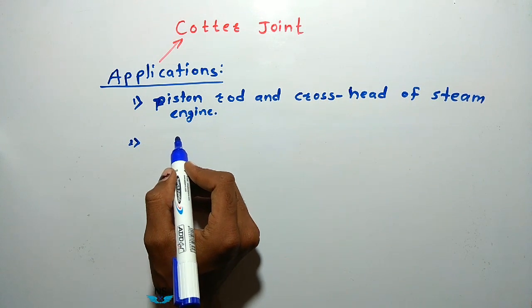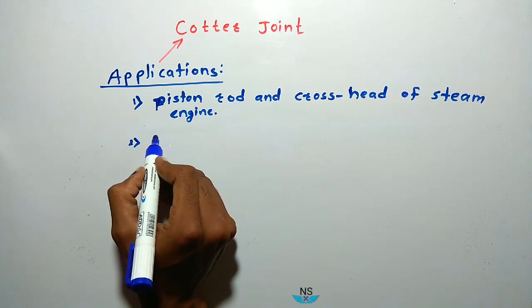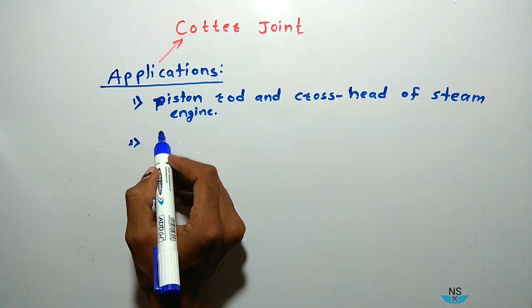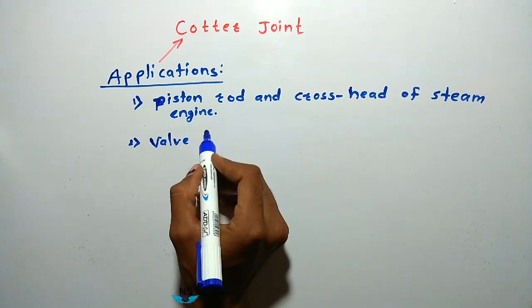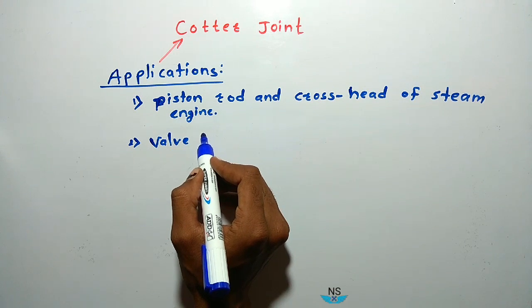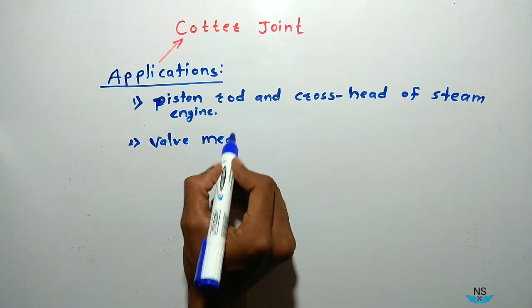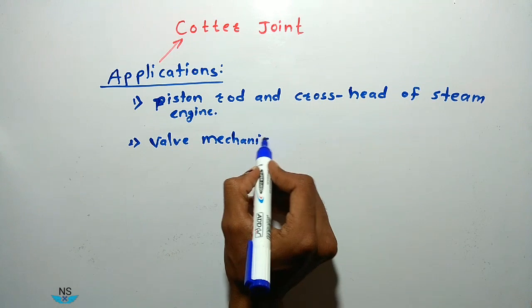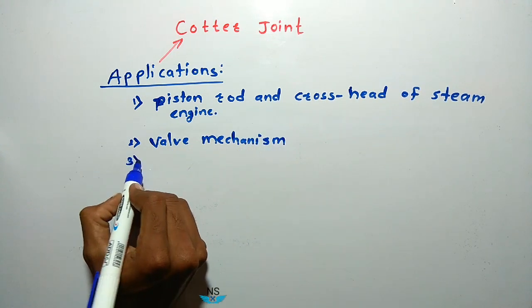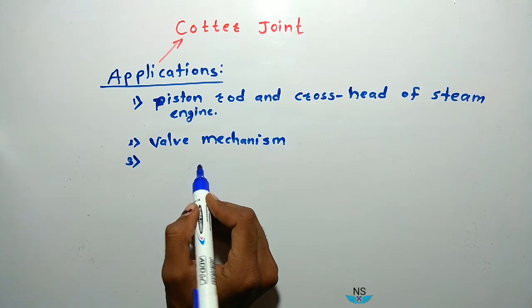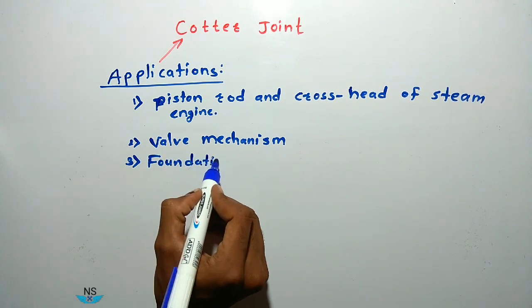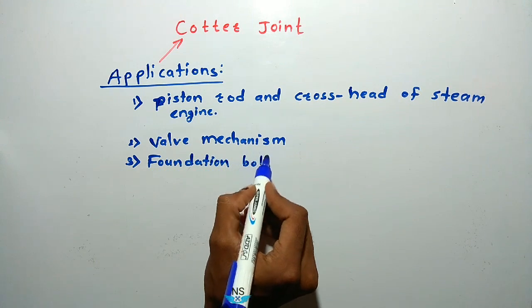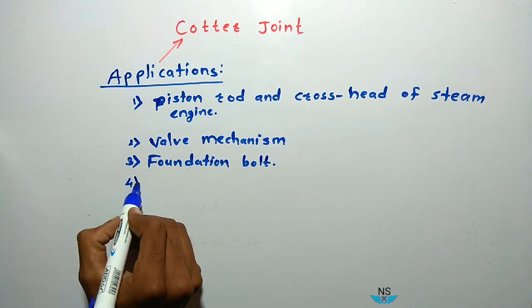Now the second application of quarter joint is connecting the slide spindle and fork of the valve mechanism. So in the valve mechanism, quarter joint is used. Then the third application of quarter joint is the foundation bolt.